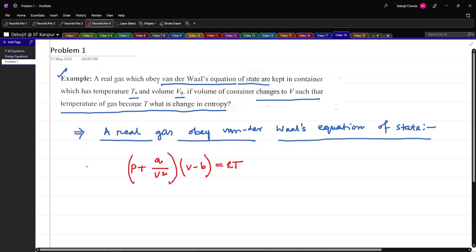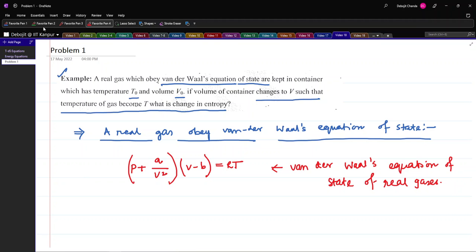So this is the van der Waals equation of state of real gases. So here both temperature and volume are changing and we do not know how P is changing.